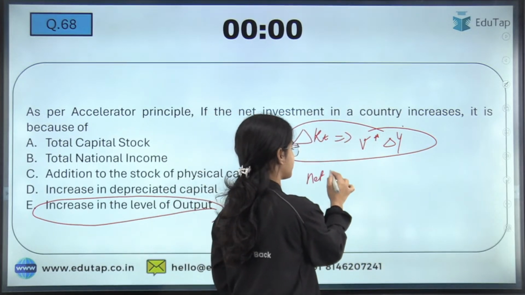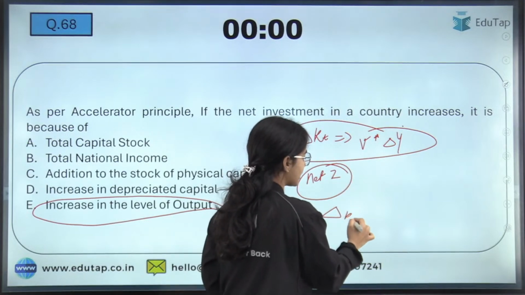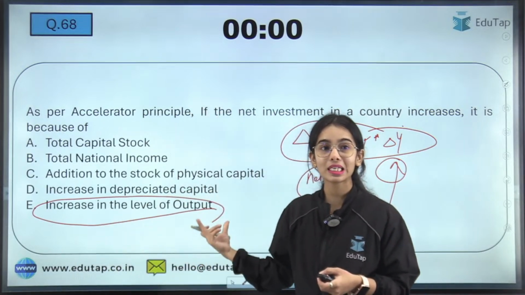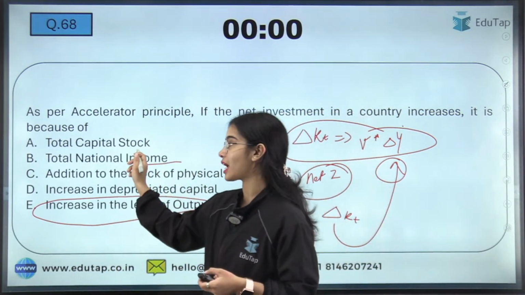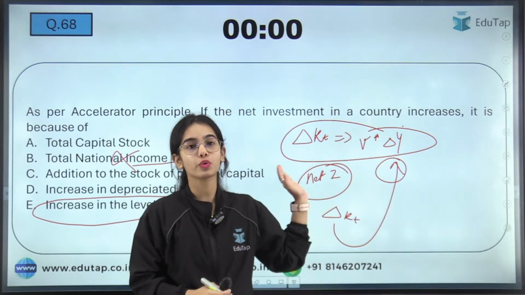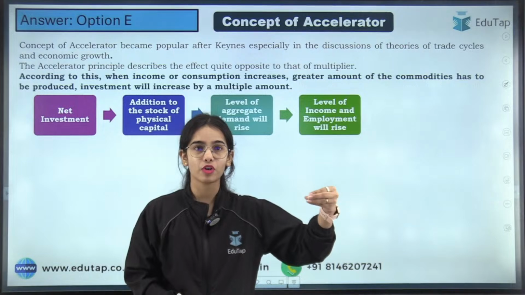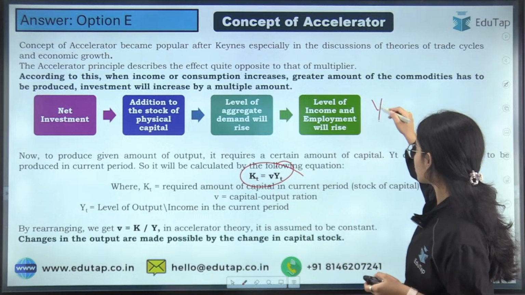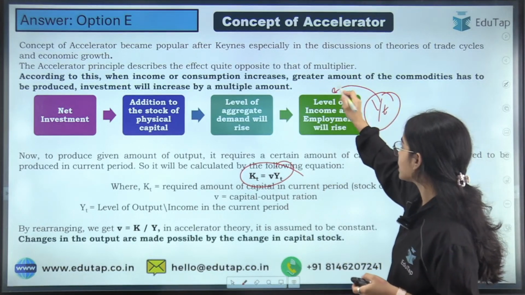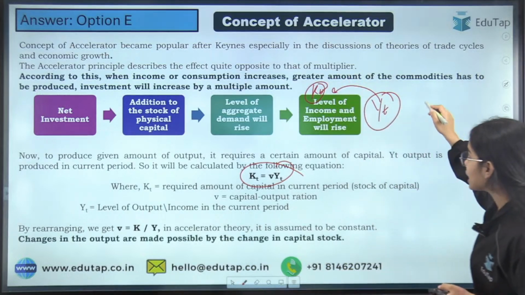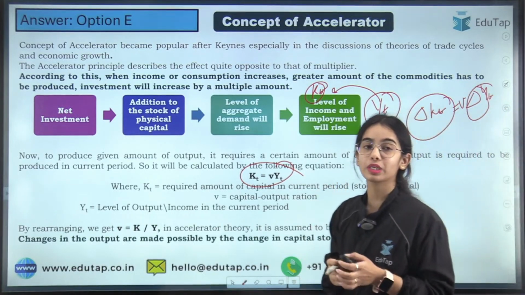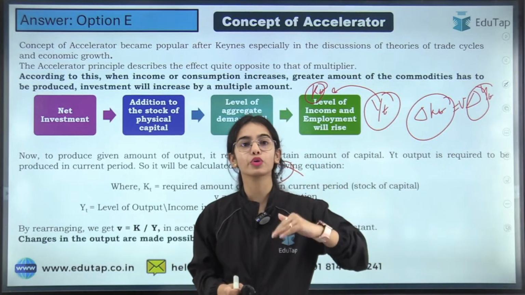Net investment happens when there is an increase in capital stock to increase the output. So it is to increase the level of output, not your total national income. No. If you have seen the equation, the older capital depends upon the older level of income, but to increase the capital, you have to increase the level of income. So to increase the level of output, you have to increase the capital.